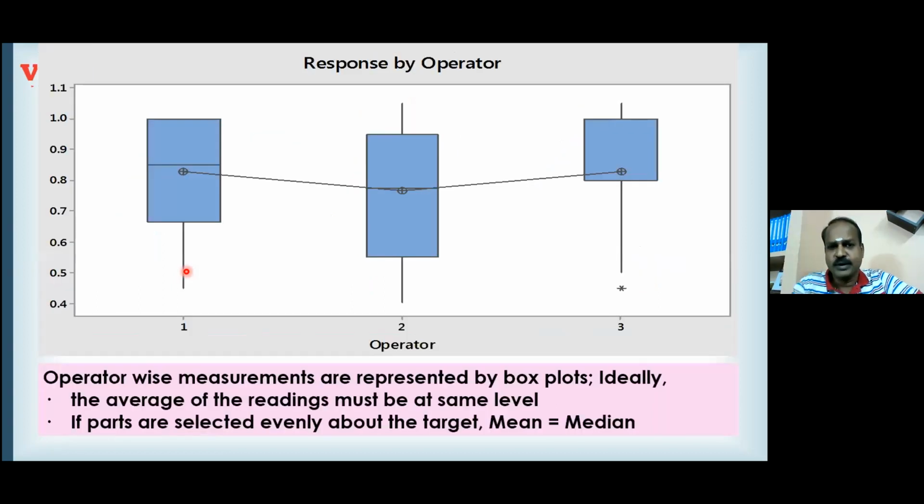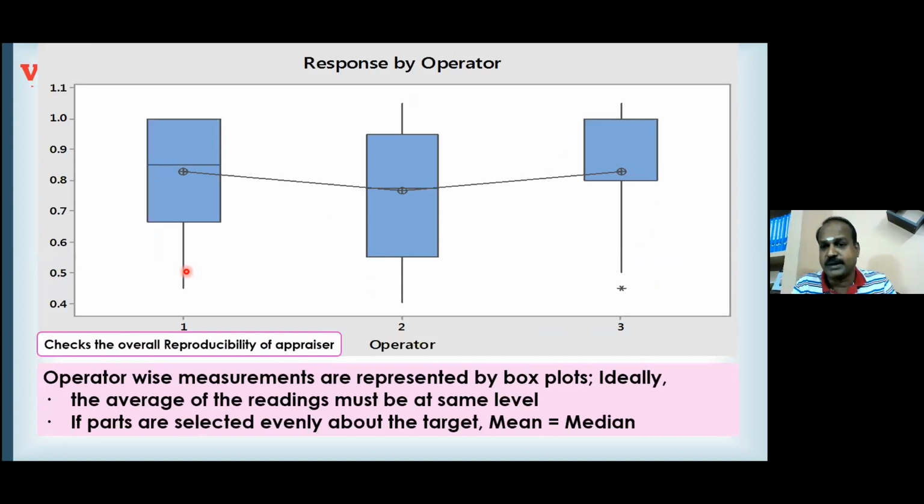All right. Now, the box plot. The box plot will help you check the overall reproducibility of the appraiser. Earlier, we went part by part. Now it is operator-wise: operator 1, operator 2, operator 3, because reproducibility can get affected both ways. Whether the part-wise reproducibility is a problem or the operator-wise reproducibility is a problem.